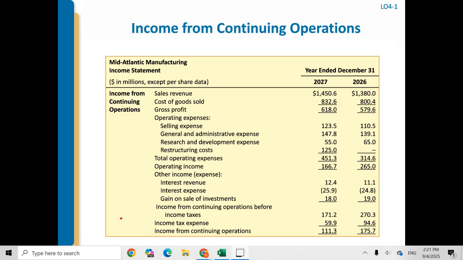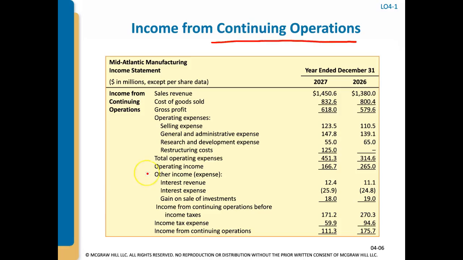Here we have, again, our income from continuing operations that we went through before. I just want to point out that we have our sales and cost of sales to get to our gross profit. Then we list out our operating expenses. So again, these are expenses we incur day-to-day to run our business. And we get our total operating expenses and operating income.